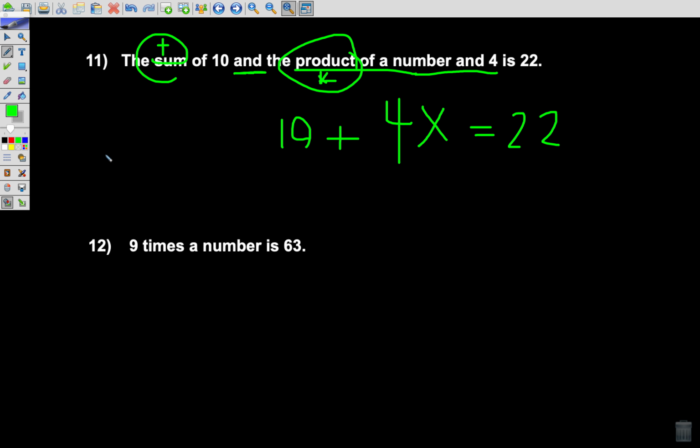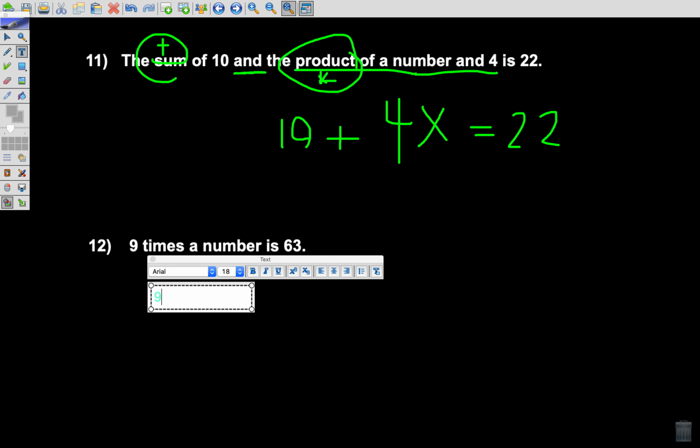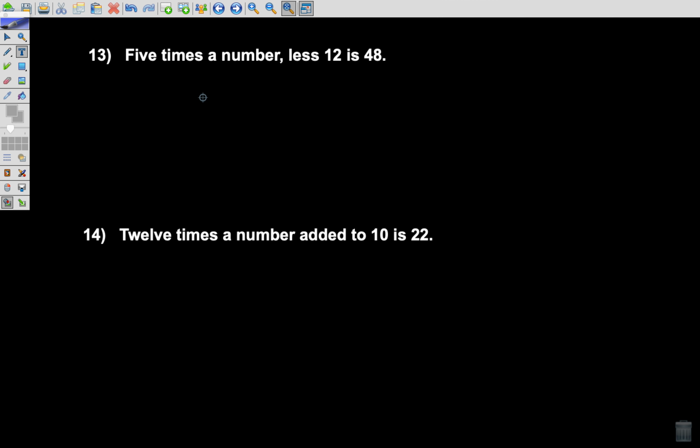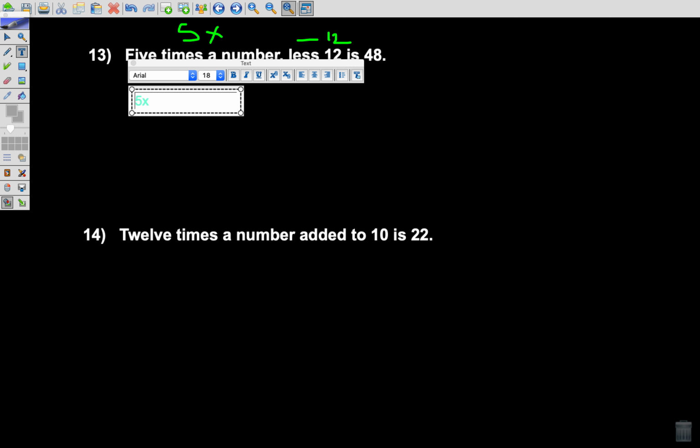9 times a number is 63, and I think now we're at a point where we could just kind of go through it. So 9 times a number, x, equals 63. 5 times a number, less 12. Now notice this does not say less than. So again, 5 times a number. So that's 5 times x. Less means just minus 12. So what we have is 5x minus 12 equals 48.